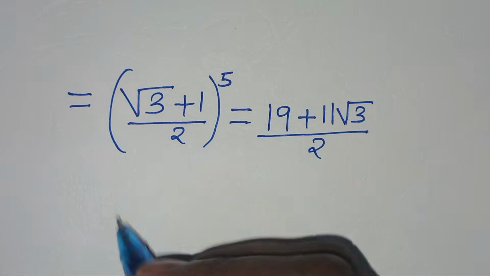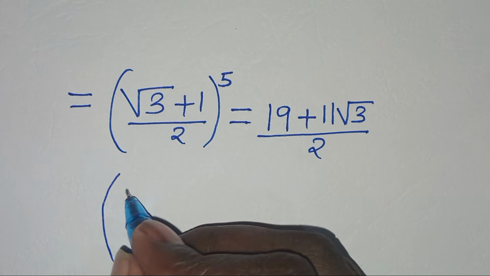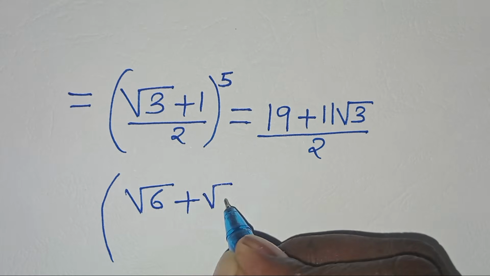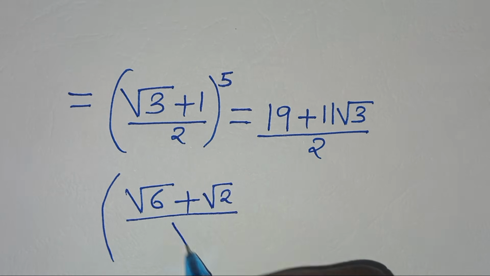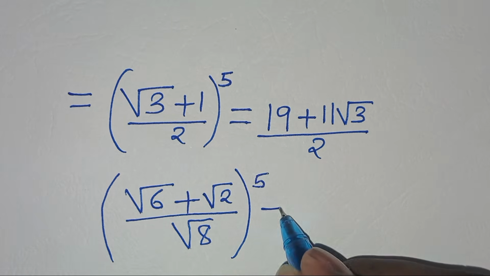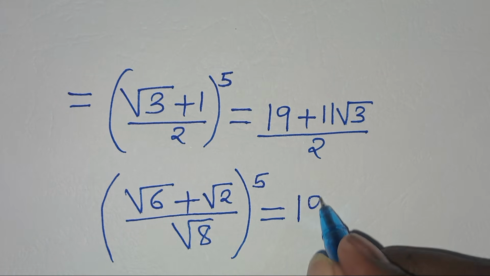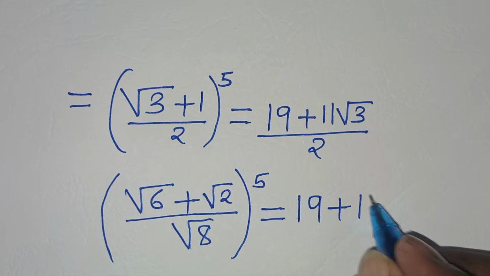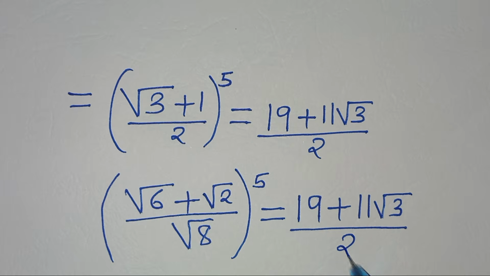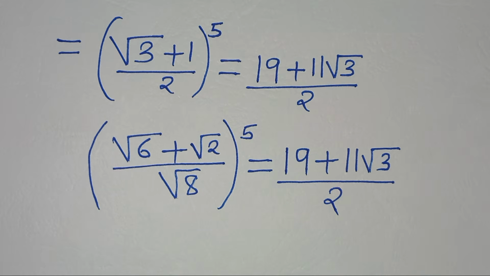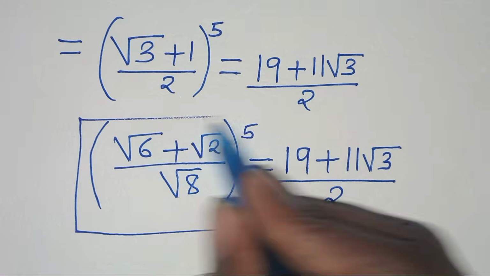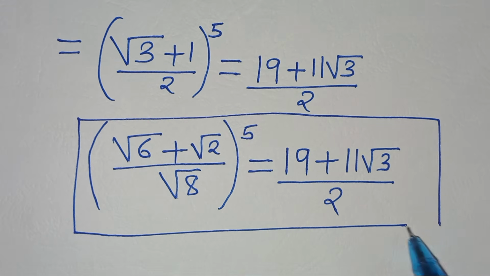Now this implies that here we have (square root of 6 plus square root of 2) divided by square root of 8, raised to the power of 5. This is equal to (19 plus 11 square root of 3), everything here divided by 2. So this is the value, this is the solution to this square root math problem.